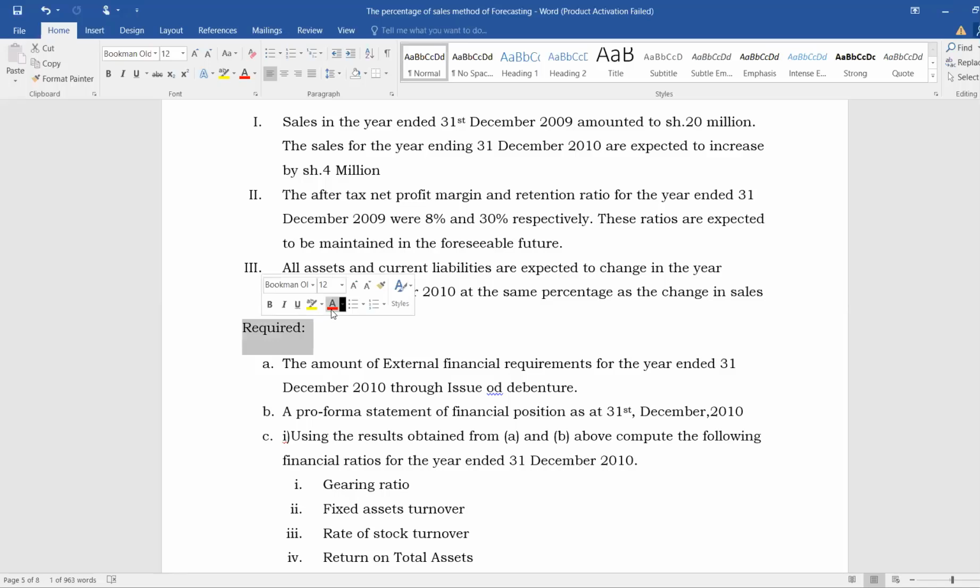Mnasikia hapo, examiner hata kuambia percentage of sales. By reading through the question, it is you to infer that in the light of the information supplied, the examiner is testing on the percentage of sales method. Number A, amount of external financial requirements for the year ended 31st December 2010, to be raised through the issue of a debenture.